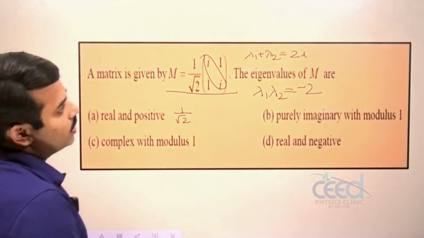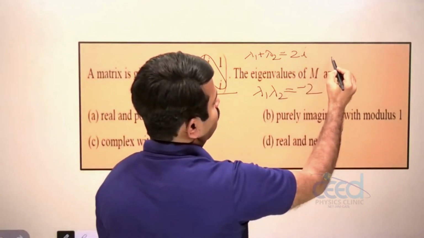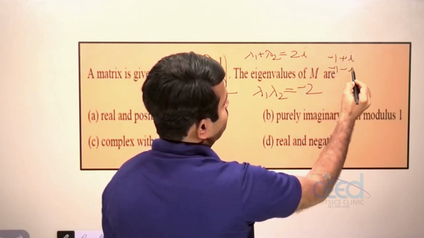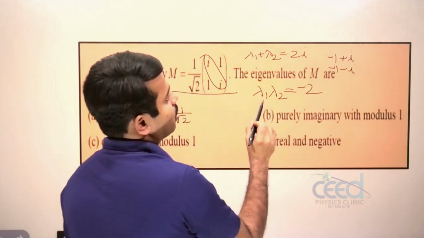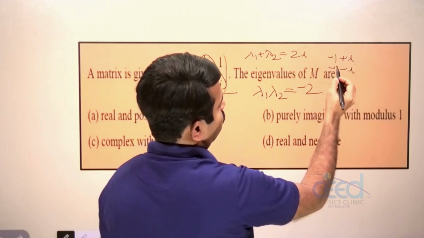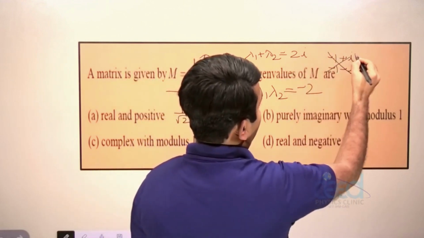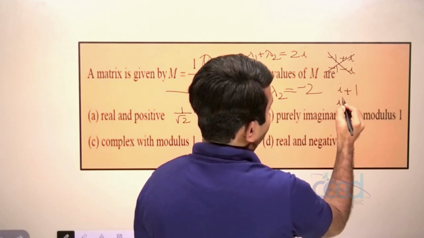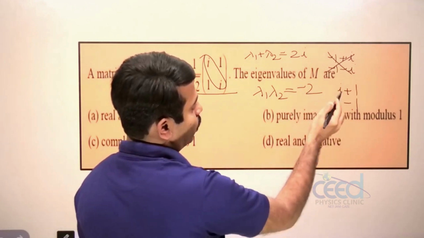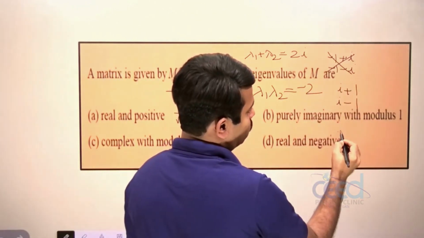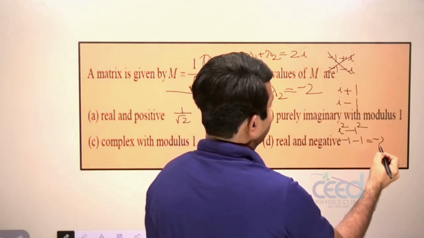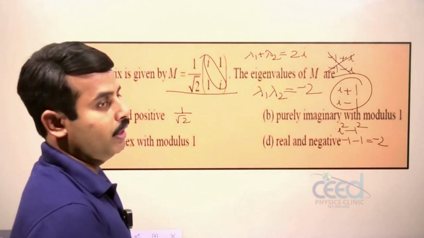So what is lambda 1 and lambda 2? Can I write minus 1 plus i and minus 1 minus i? What is the sum of this? The sum of this is minus 2, right. So we need 2i. Then i plus 1 and i minus 1, then the sum is 2i, right. What is the product? The product is a plus b into a minus b, that is a square minus b square. i square is minus 1, so minus 2, correct. So i plus 1 and i minus 1, right.